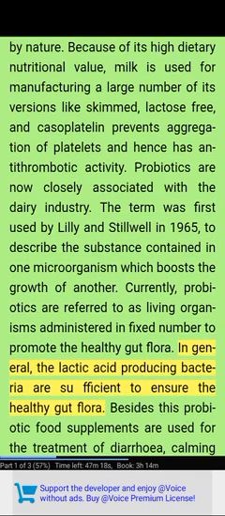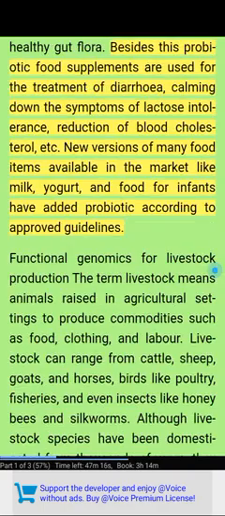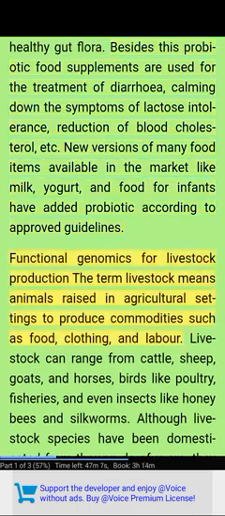In general, the lactic acid-producing bacteria are sufficient to ensure the healthy gut flora. Besides this, probiotic food supplements are used for the treatment of diarrhea, calming down the symptoms of lactose intolerance, reduction of blood cholesterol, etc. New versions of many food items available in the market like milk, yogurt, and food for infants have added probiotic according to approved guidelines.